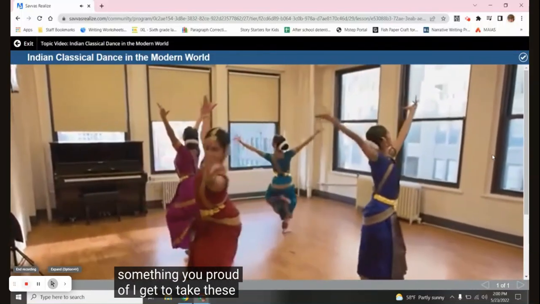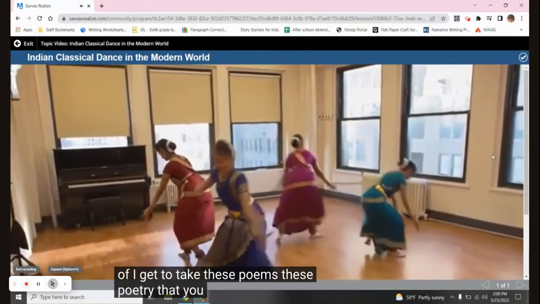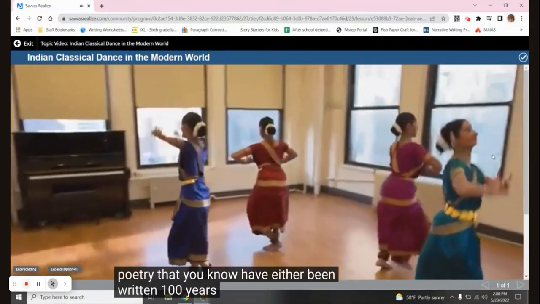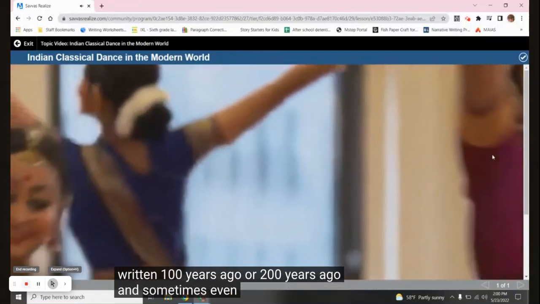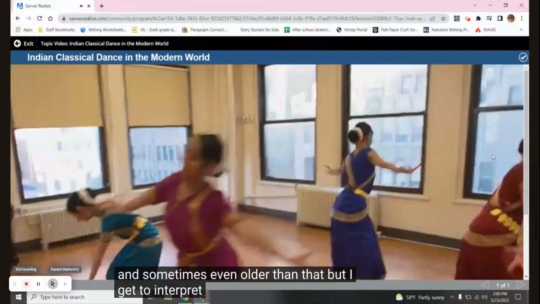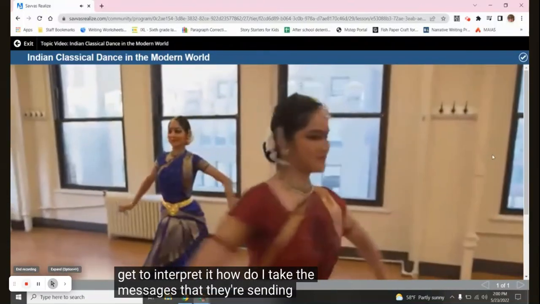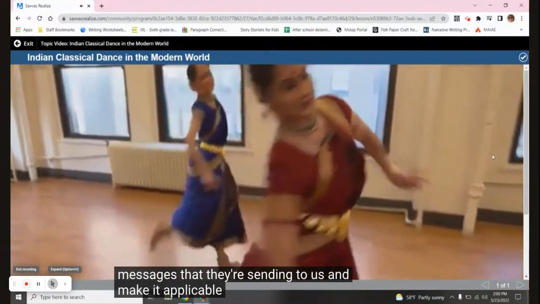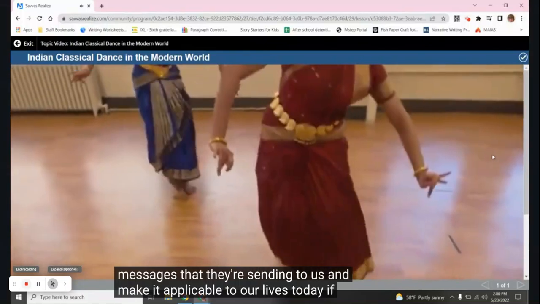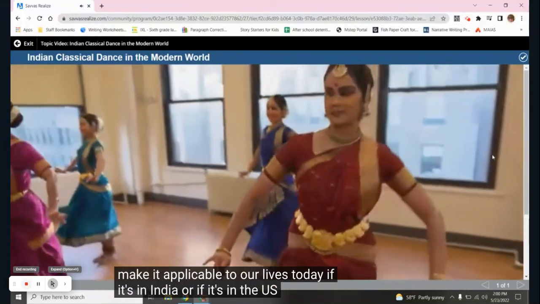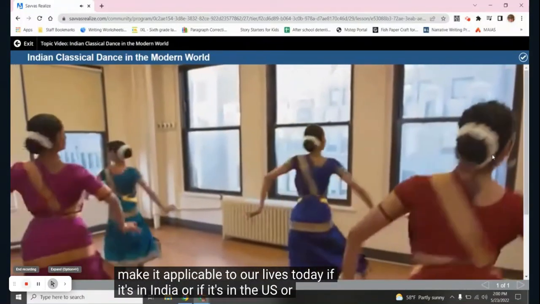I get to take these poems, this poetry that has either been written 100 years ago or 200 years ago, and sometimes even older than that. But I get to interpret it. How do I take the messages that they're sending to us and make it applicable to our lives today, whether it's in India or in the US or anywhere?